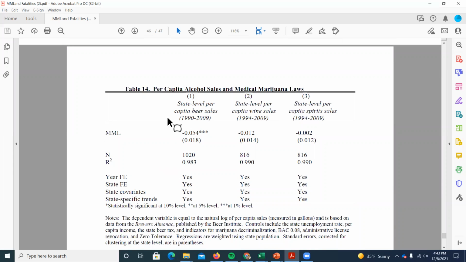So to translate these coefficients is a little bit tricky, but we can at least think about the story that's being told with the sign and the significance here. So medical marijuana being legalized looks like it's decreasing alcohol consumption. Okay. And there's a lot of other evidence out there that would suggest that as well. Okay. Excuse me. Any questions up to this point? Okay with this?